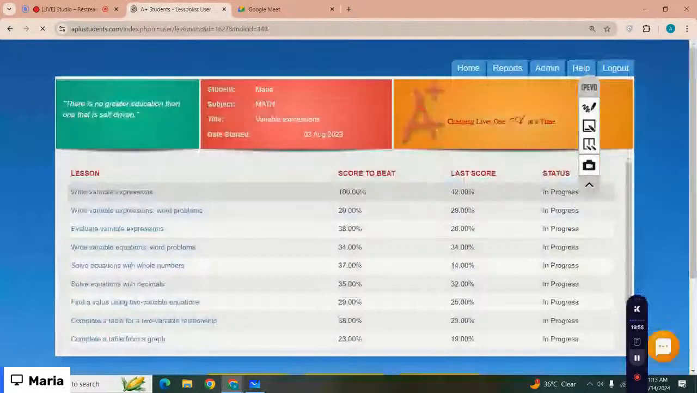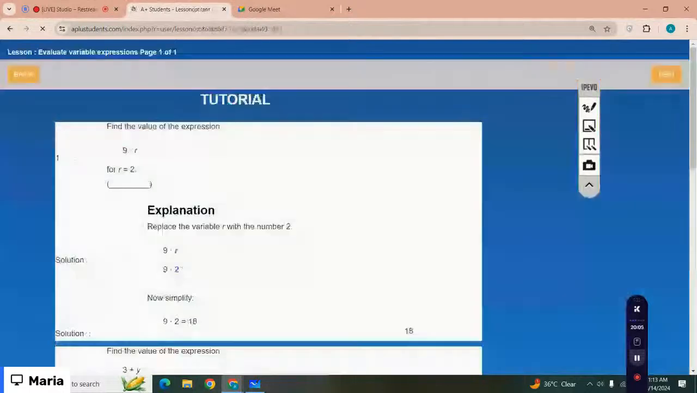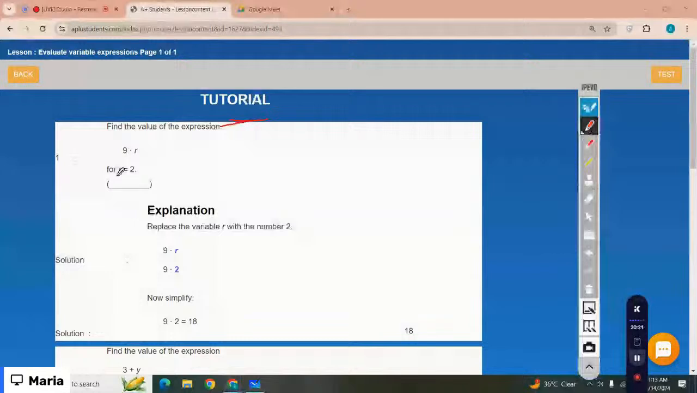The next lesson is evaluate variable expressions. Try the problems on your own, right? We're going to start with the first problem. Find the value of the expression 9r, and you have to evaluate for r equals 2. 9r means 9 times r. That means they are multiplying, right?